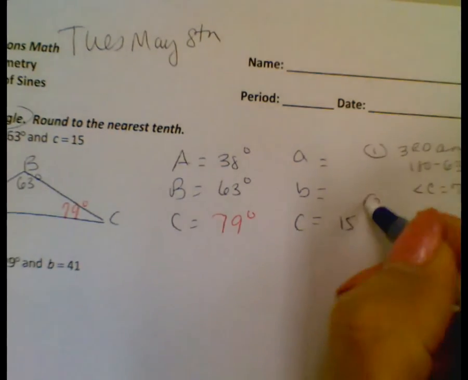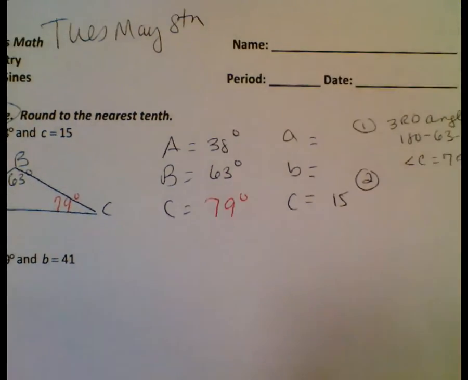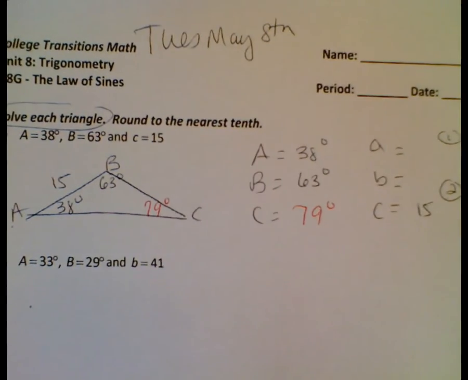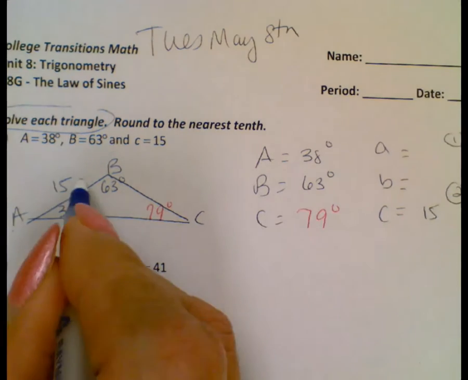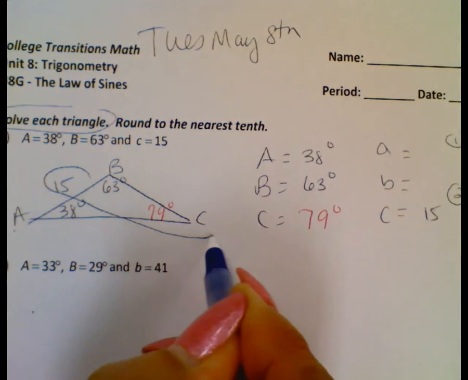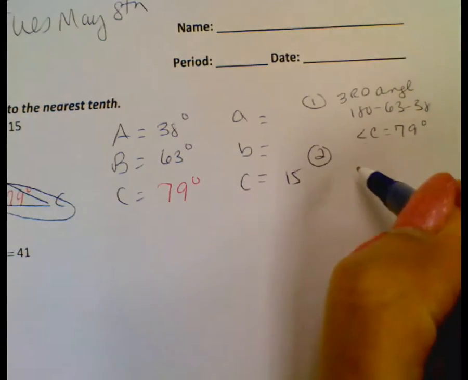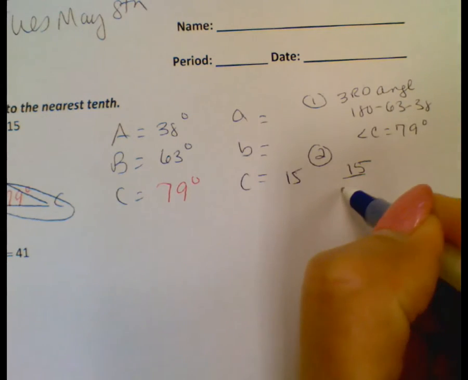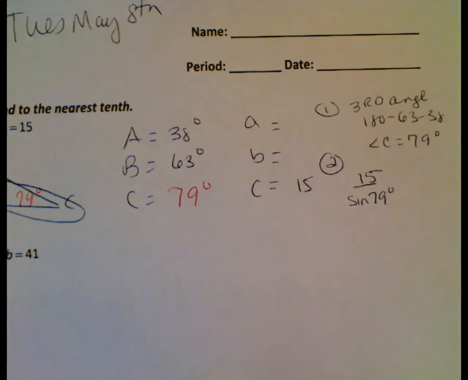Number 2. We're going to find side A. So in order to find side A, you have to pick a ratio. Now there's one ratio that you should know right now. So find side A, it has something to do with 15. So what angle is across from 15? This is the ratio involving C, the C ratio. So over here we're going to write 15 over sine 79. Okay, that's the C ratio.